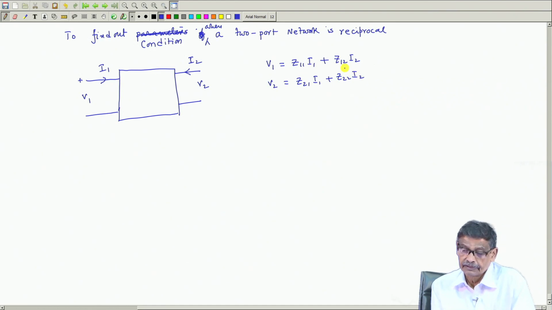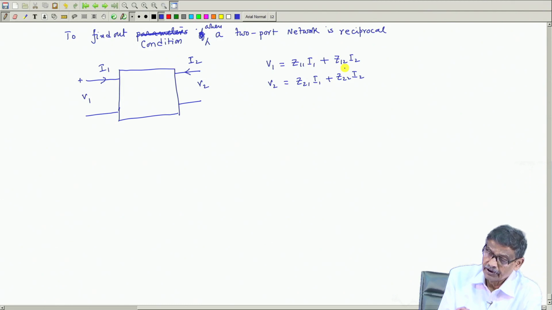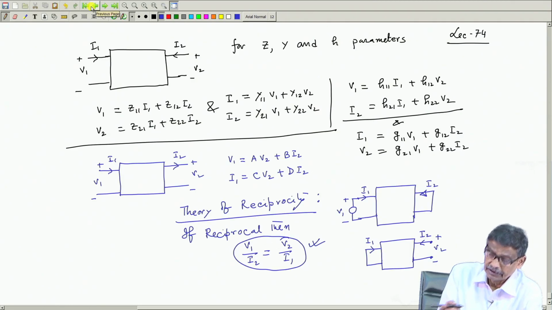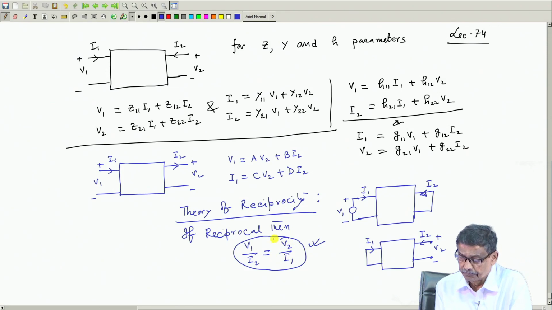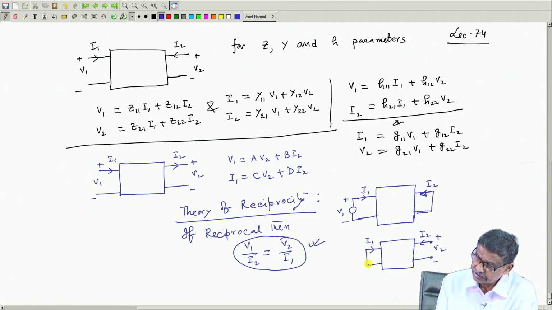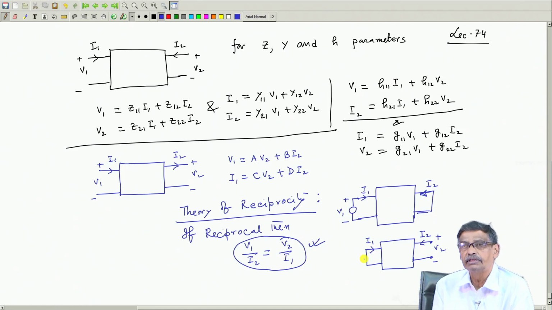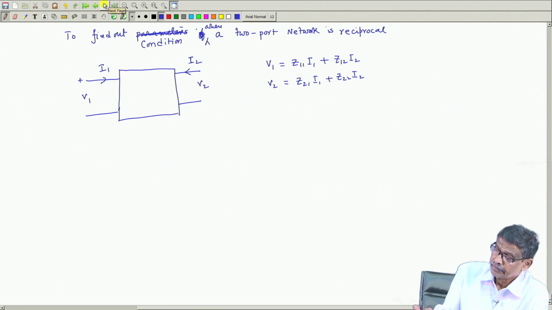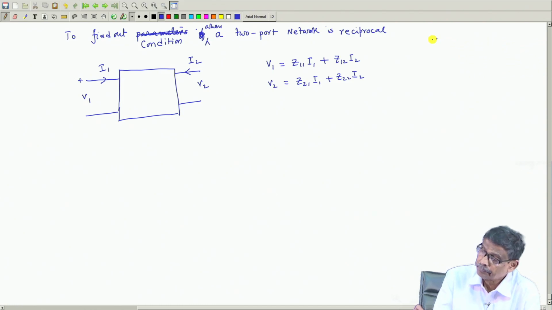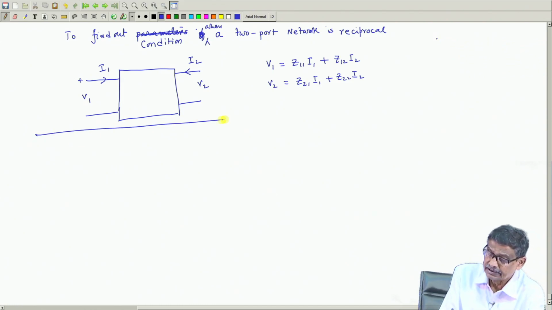Now, to find out if this network is to be reciprocal, then V 1 by I 2 with the other port shorted will be the same as the ratio of V 2 by I 1 when the input port is shorted. So, we have to find out these two and equate them, and from that the condition will emerge. This is the general network.